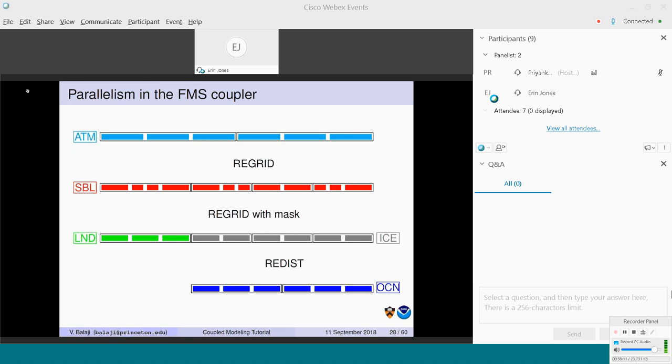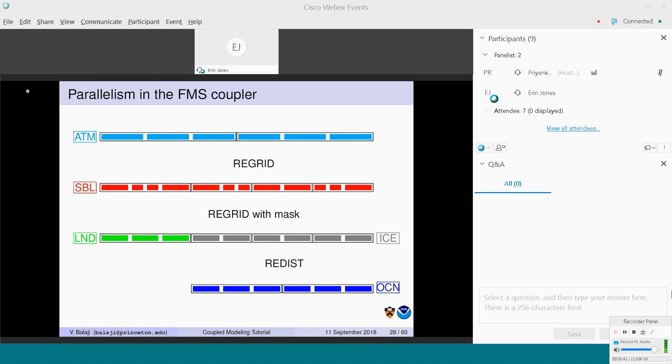But let's just think of the parallelism issue first. I think I have enough time, but if I'm going into too much detail, let's see. What we've decided to do is to say that the exchange grid will always be parallelized based on one side or the other side.